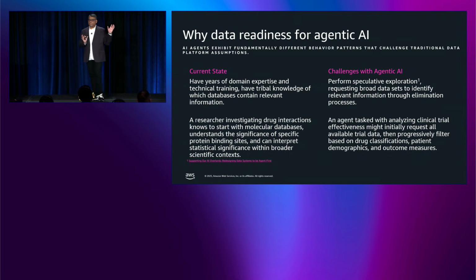Now, this is a very small example. On the left, you see the current state, which is the state of data scientists and data engineers interacting with the data. As you can see, a researcher investigating drug interaction knows where to start: a molecular database. They can then go and understand the significance of specific protein bindings and things like that. So they start with a very narrow focus approach, and they know exactly what they're looking for.